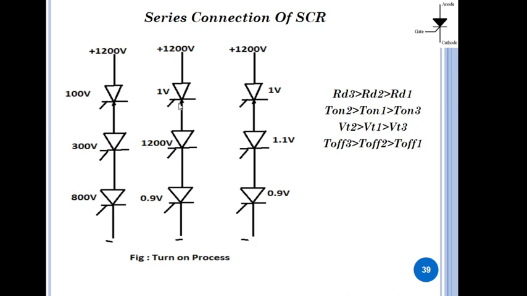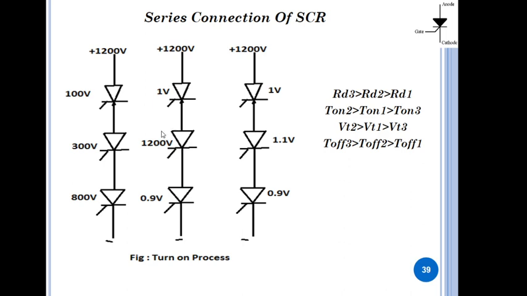SCR number 1 is on, so the voltage shared across it is minimum. As per the assumption, the turn on time of SCR number 2 is very high compared to these two. During this process, these two SCRs come into the on state while we are still applying the trigger pulse, and minimum voltage is shared by these two. So the remaining voltage, approximately 1900, is shared by SCR number 2.